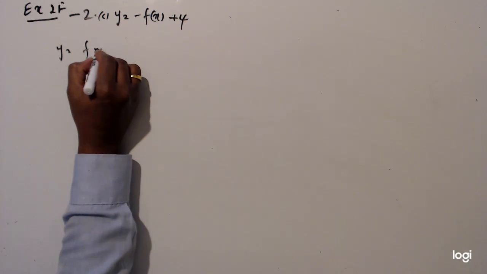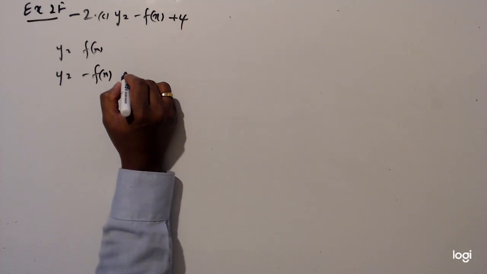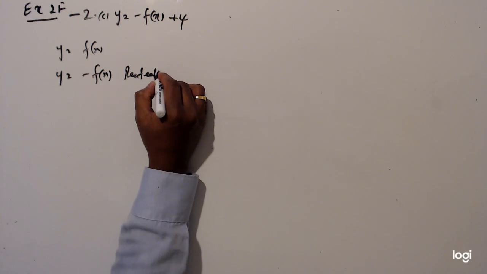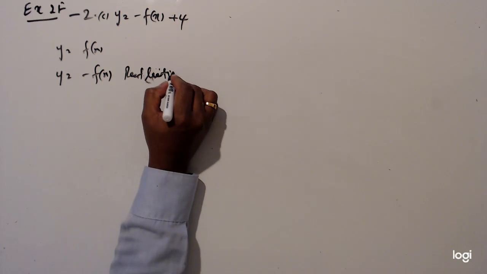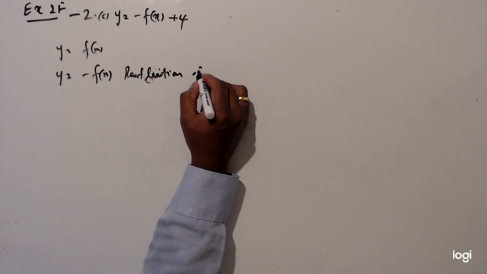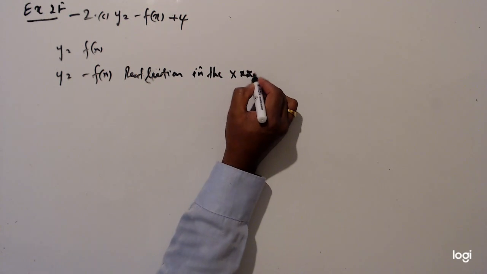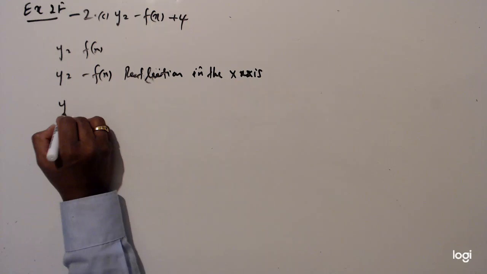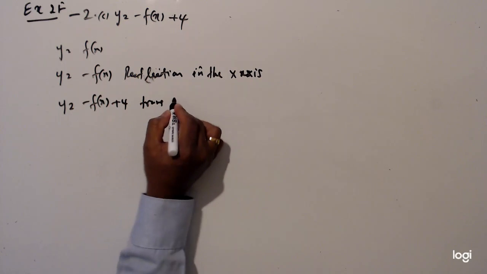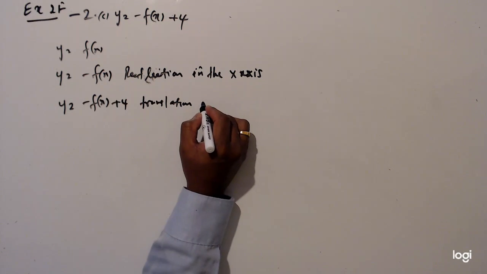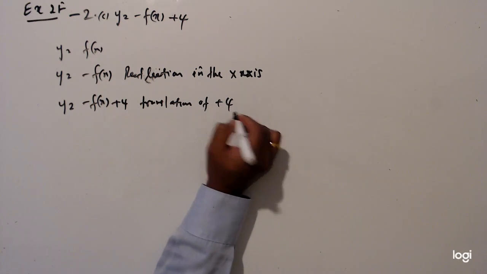y equals f(x), and then y equals minus f(x). So this is a reflection in the x-axis. Then y equals minus f(x) plus 4. This is a translation of plus 4.